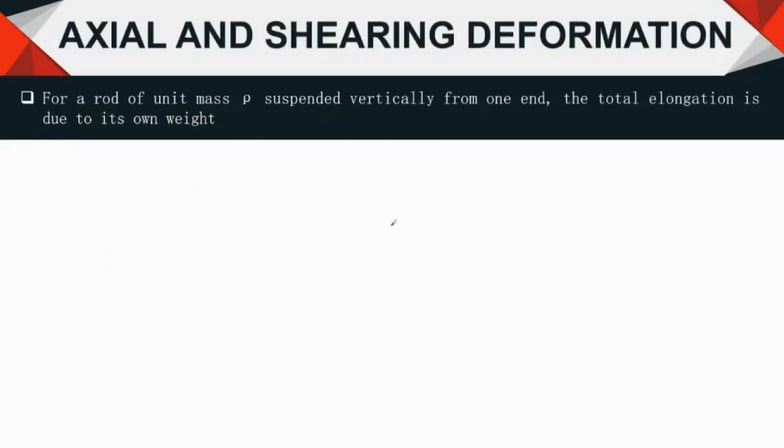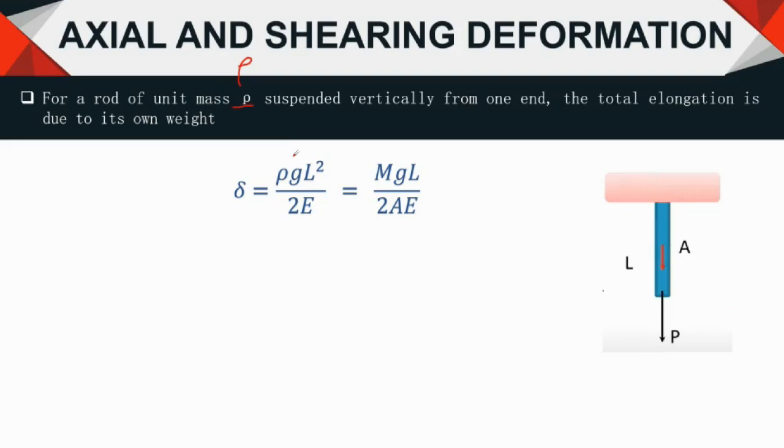We have for a rod of unit mass, we have here rho, hindi po pressure to, density naman to. Yung density kasi minsan ang kanyang symbol talaga is in terms of rho din. So suspended vertically from one end, the total elongation is due to its own weight. For example, meron tayong rod na naka-fix sa ceiling. So yung total elongation natin is hindi lang dahil sa na-applied na load, kundi additional din yung para sa weight po niya. Syempre, may ko-consider tayong weight.